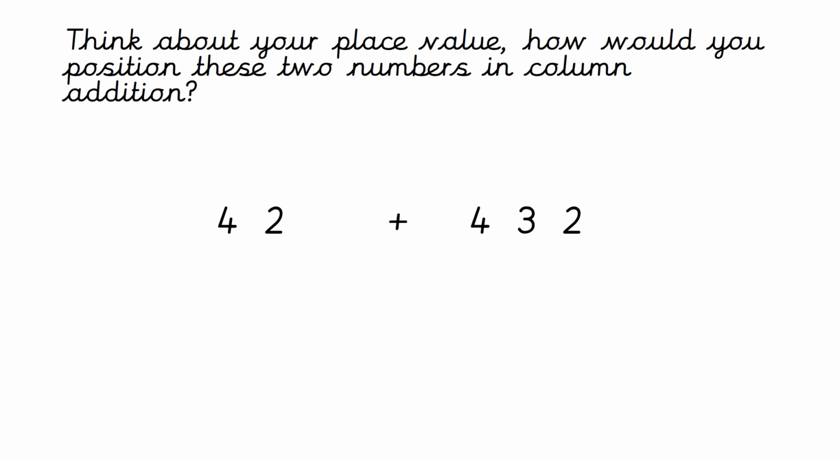Okay, so have a look then at this addition. So I've got 42 plus 432. If I wanted to put this into my place value, into my column addition, how would I do it? What would I need to make sure were lined up?